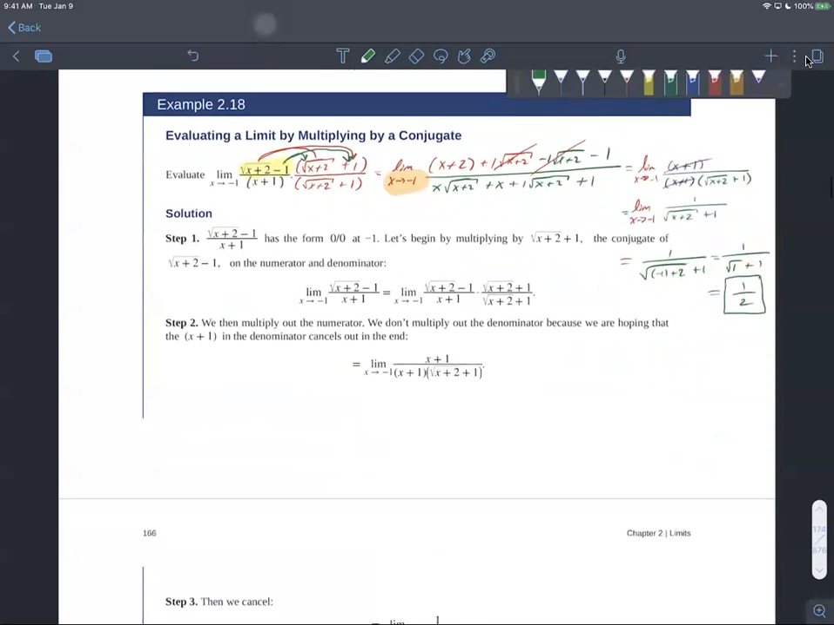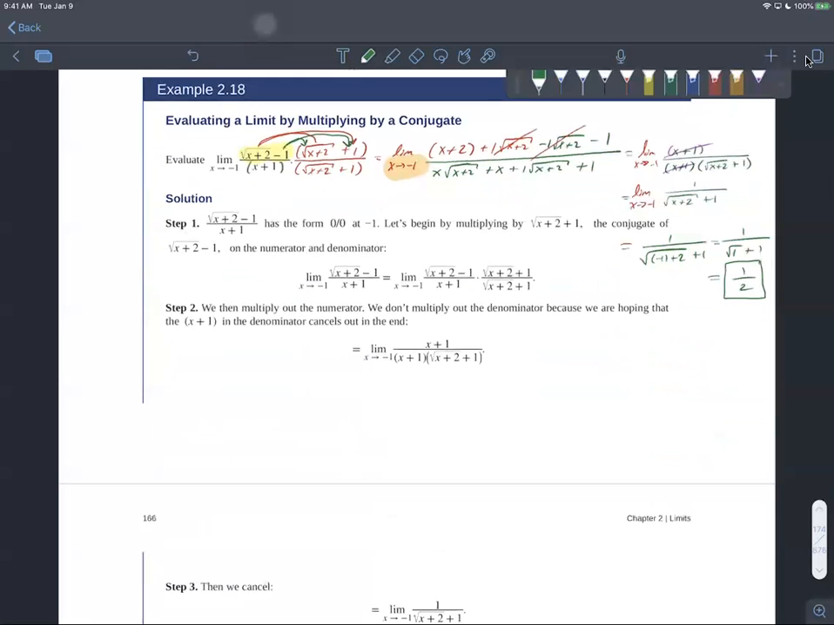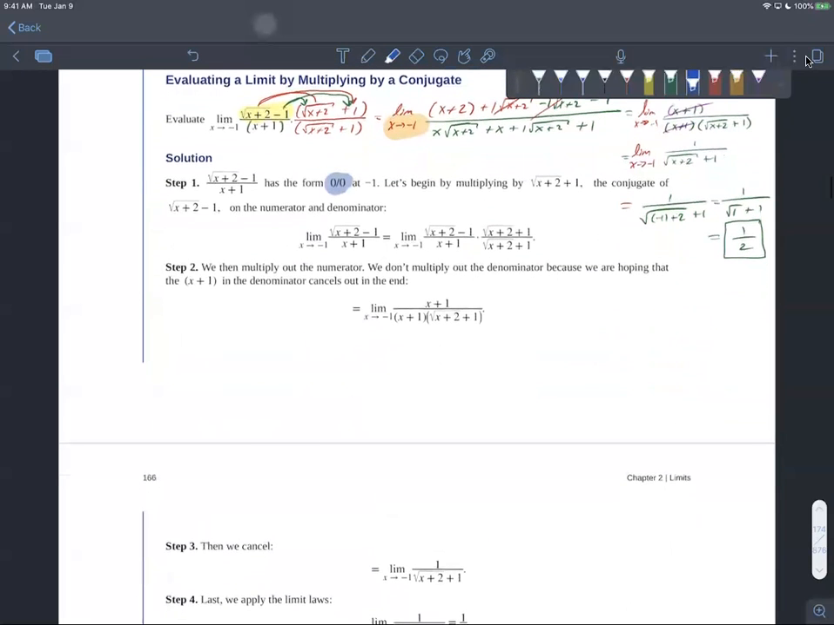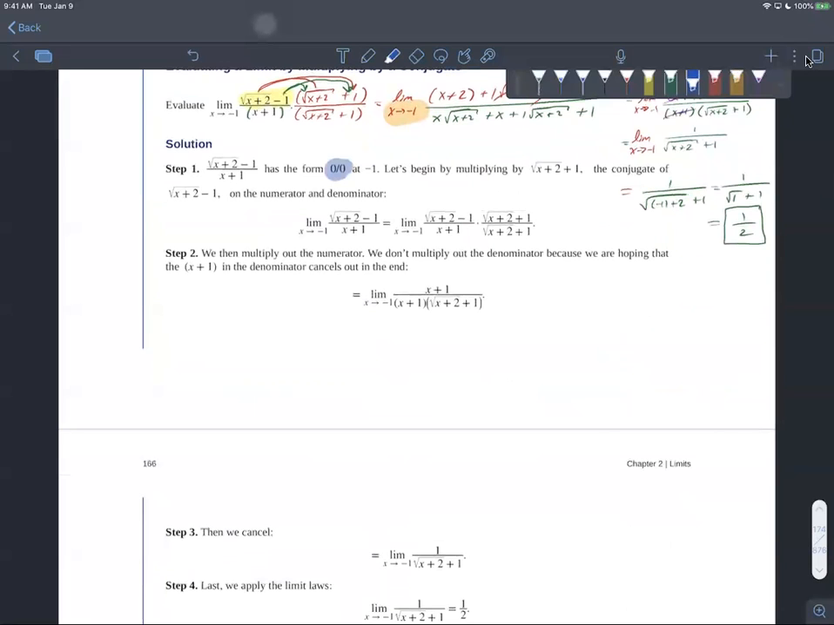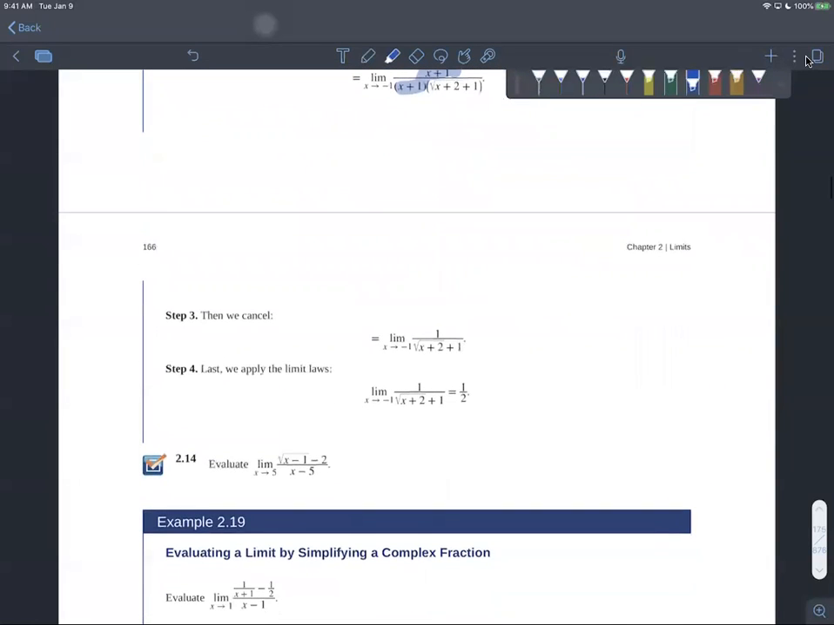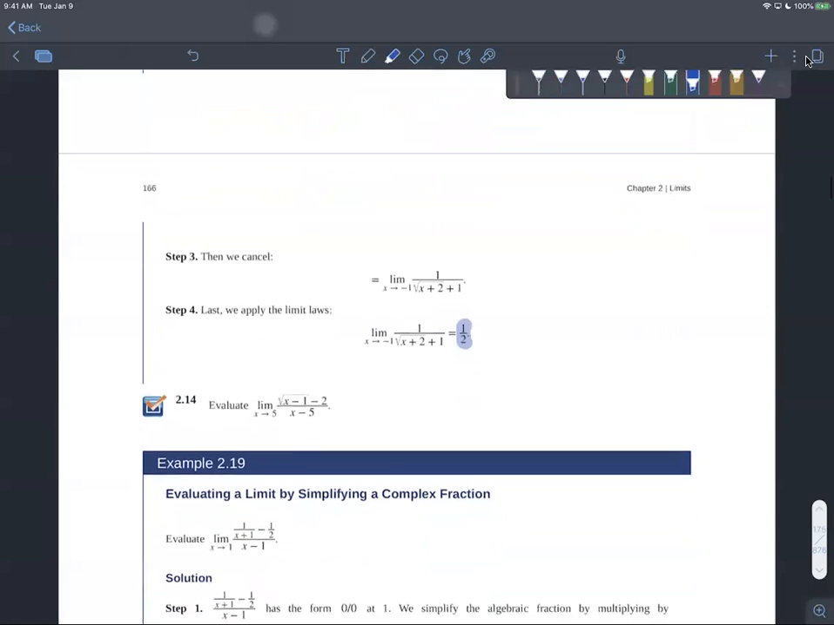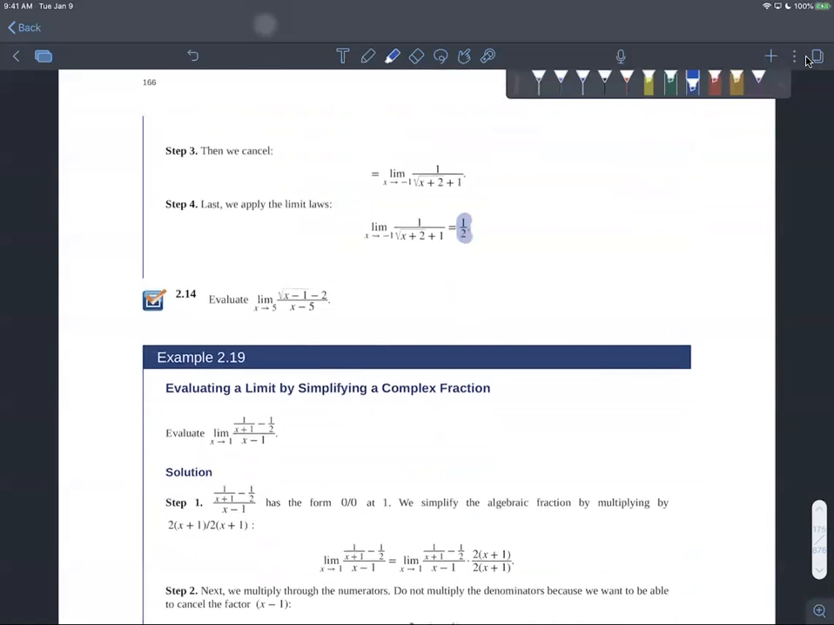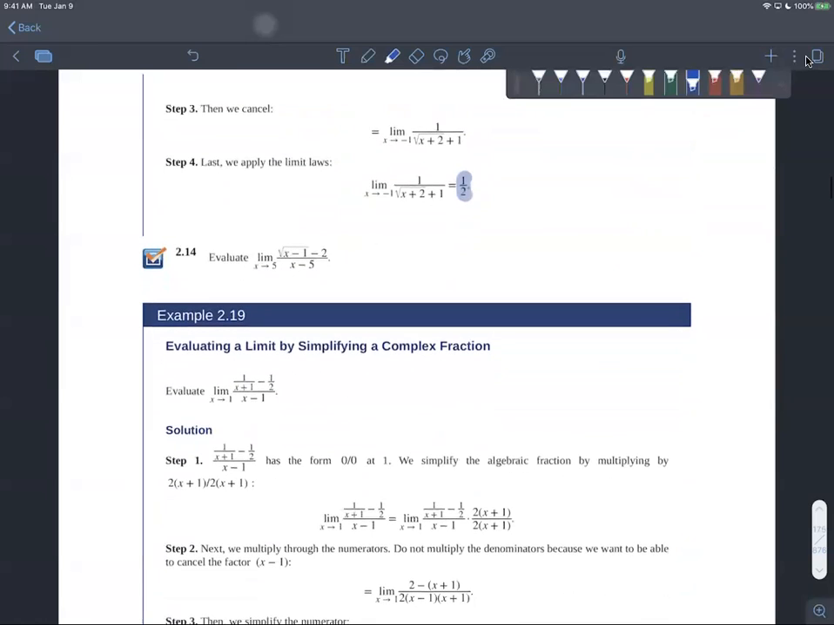Okay. All right. So step 1, we see that there's an indeterminate form right here. So we multiply by the conjugate in the numerator and denominator. We then multiply out the numerator. We don't multiply out the denominator because we are hoping that the x plus 1 in the denominator cancels out in the end. You can see that they're going to cancel right there. And then we cancel, and then we apply the limit laws. We do direct substitution there. Limit laws end up working out to direct substitution in most cases.